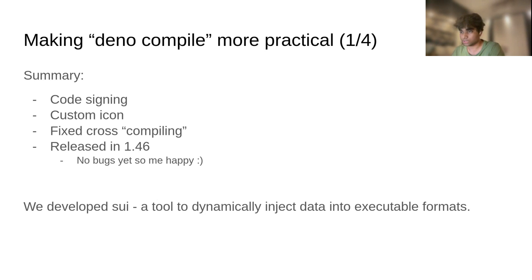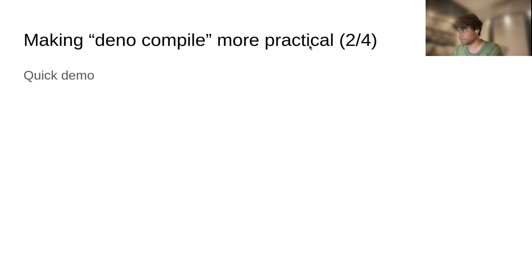To achieve this, we worked on a tool called Sui, which is a Rust crate that injects read-only data into any executable, and it respects the format of that executable. If it's on macOS, it will follow the Mach-O format. On Windows, it will follow the portable executable format. So it can maintain the integrity of the binary, so code signing tools can work with it. So I have a quick demo.